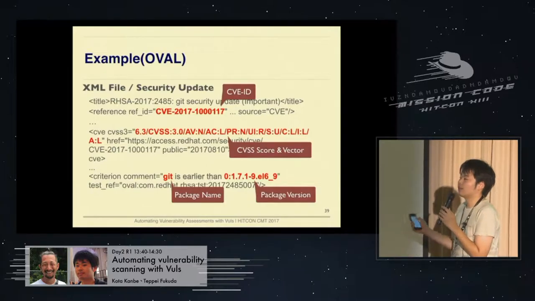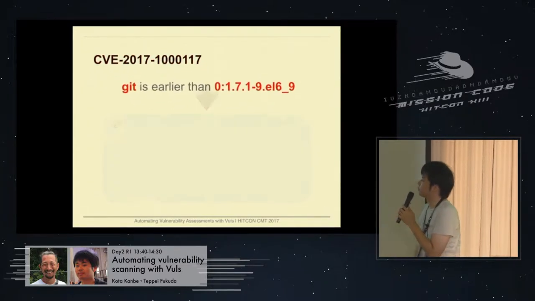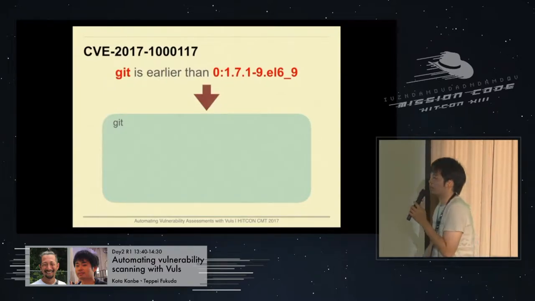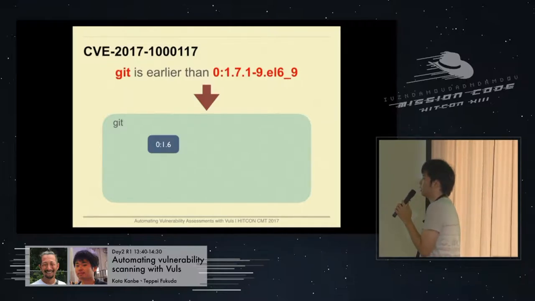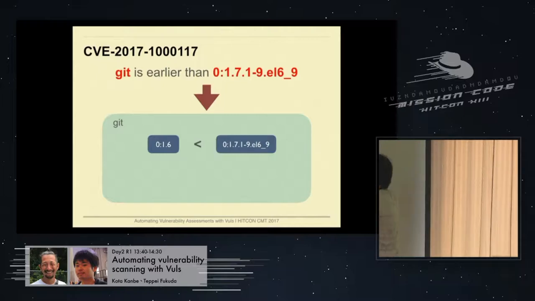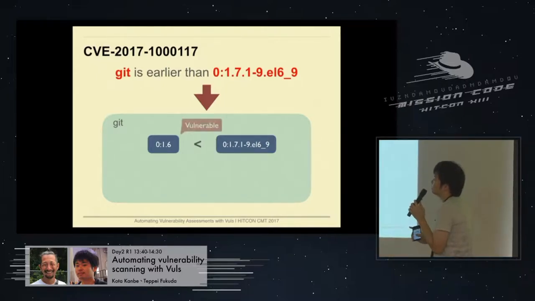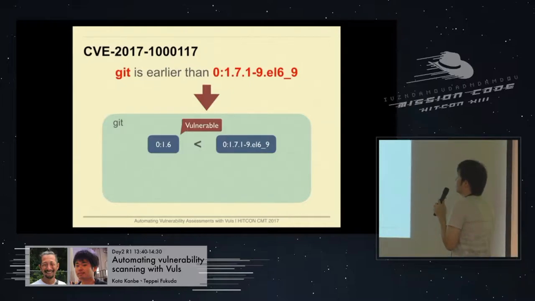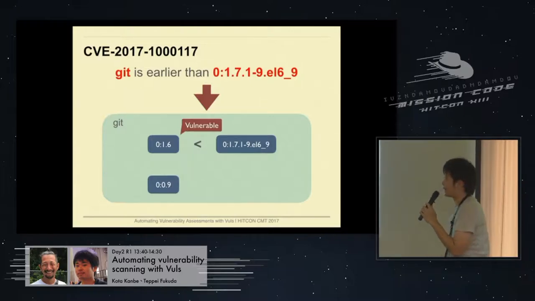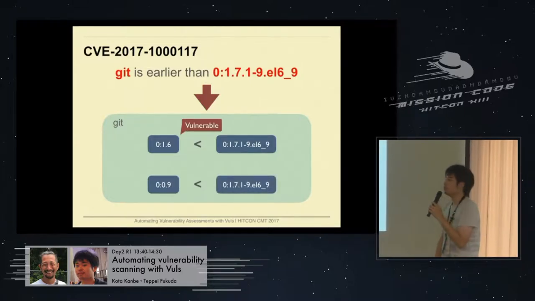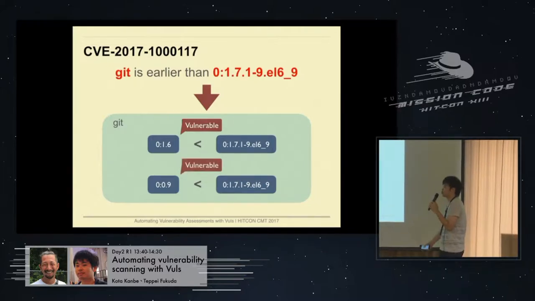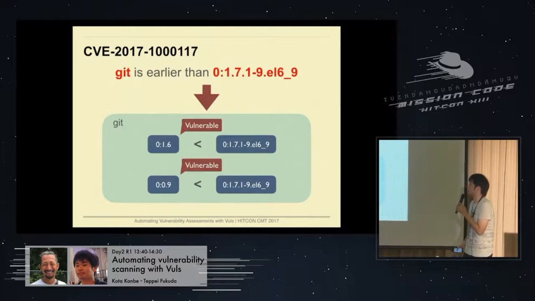Let's take a look at what this line means. If your Git version is 0:1.6, that's earlier than that version, so you are using a vulnerable version. And also, if you are using 0:0.9, that's also earlier, so you are using a vulnerable version. It's so simple. Vuls parses this information and compares software versions on the server. Although Vuls makes it look easy, implementing this was a bit of a challenge.